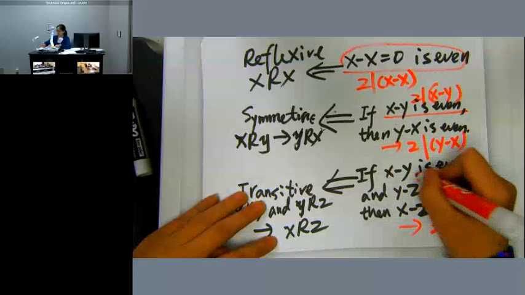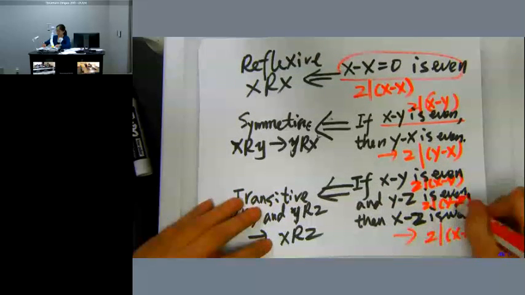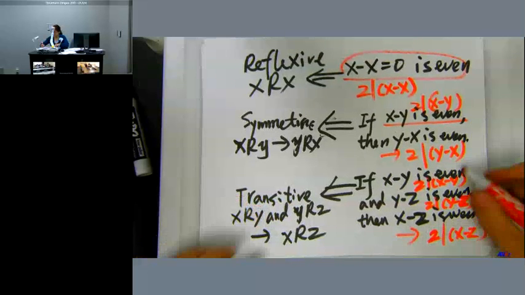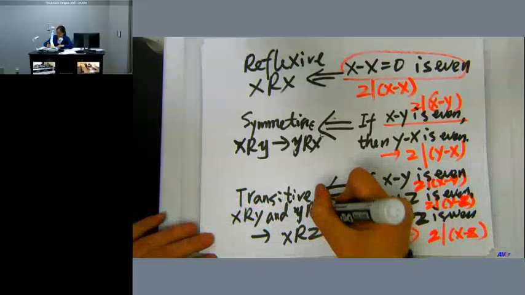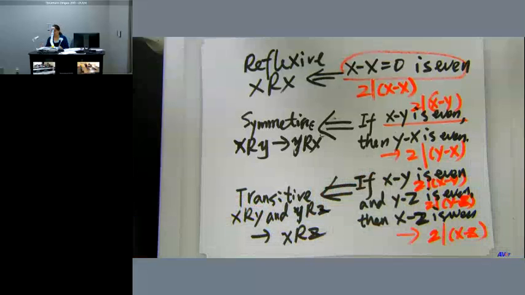Okay, my 2 probably looks kind of like a z now. It's a 2 and a z. Maybe I put a line through the z so you can tell it's z, not 2. Okay, so that's all you have to do.